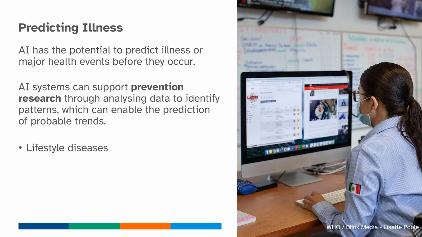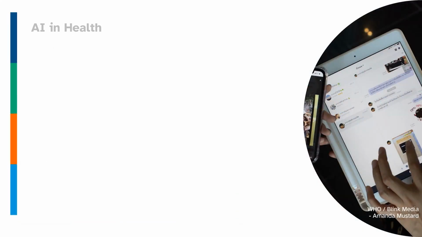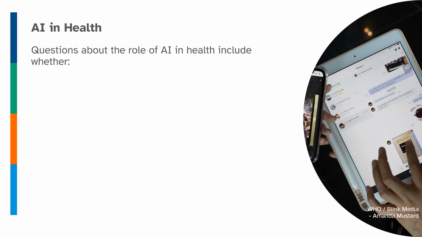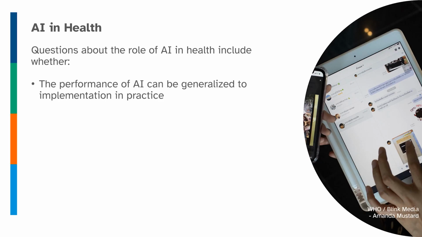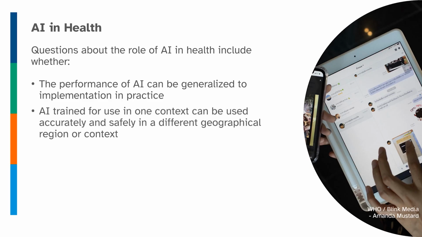It could be used to identify individuals with tuberculosis in low and middle-income countries who are not reached by the healthcare system and therefore do not know their status. Predictive analysis could avert other causes of unnecessary morbidity and mortality in low and middle-income countries, such as birth asphyxia. Questions about the role of AI in health include whether the performance of AI can be generalized and regulated for implementation in practice, and whether AI trained for use in one context can be used accurately and safely in a different geographical region or context, mitigating any risk of bias.